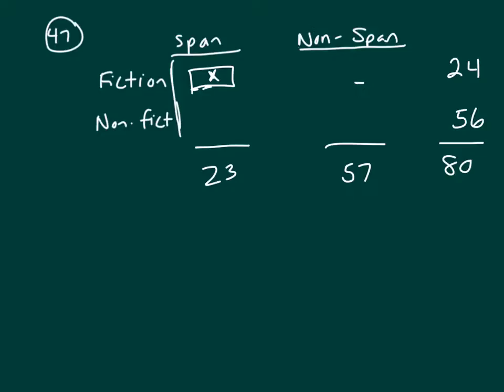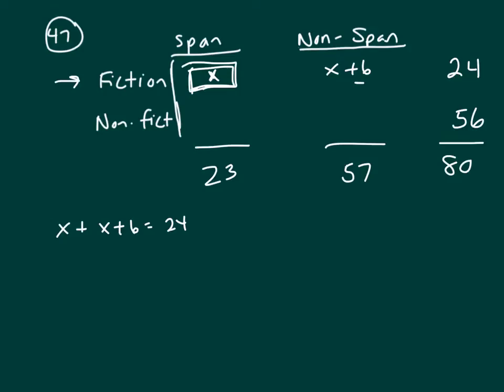Of the fiction books, so I'm in this first row, there are 6 more that are not written in Spanish than are written in Spanish. Well, I've got X written in Spanish, X of them. You got 6 more that are non-Spanish, that would be X plus 6. And we know that if you add up the Spanish plus the non-Spanish, it would have to give you 24. So you could solve that equation for X, and you would know how many Spanish fiction books there are. So clue 1 works. All right.